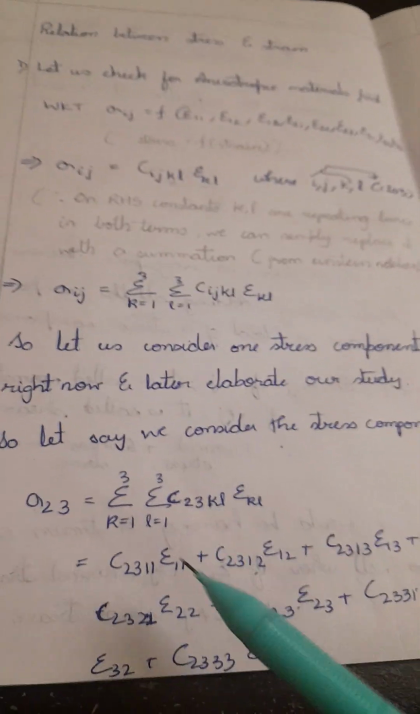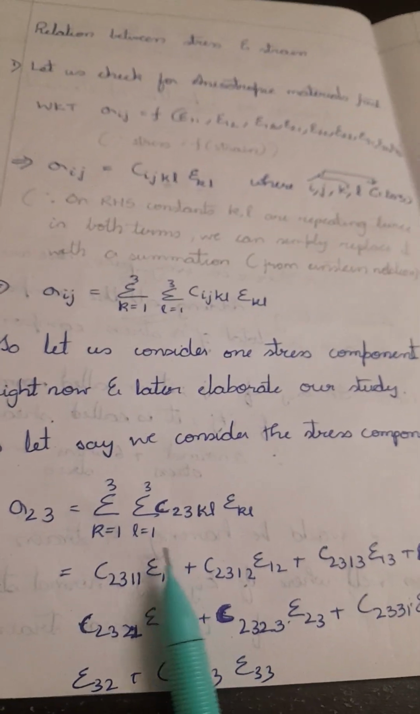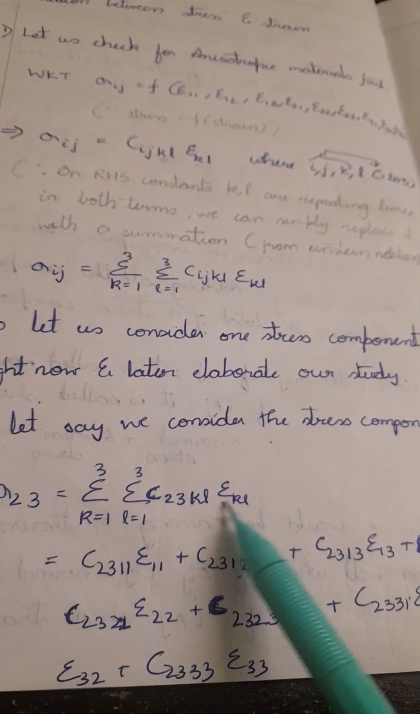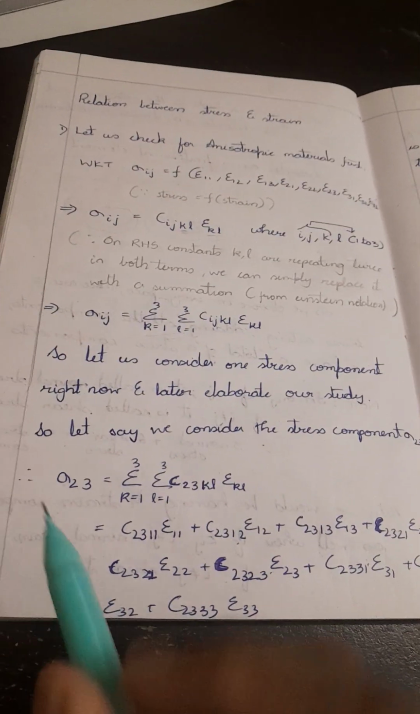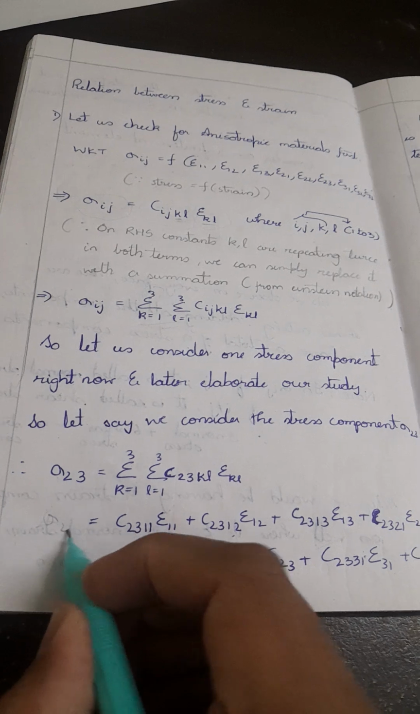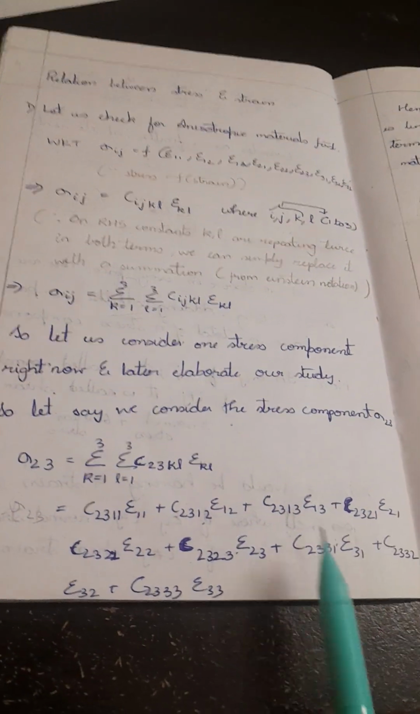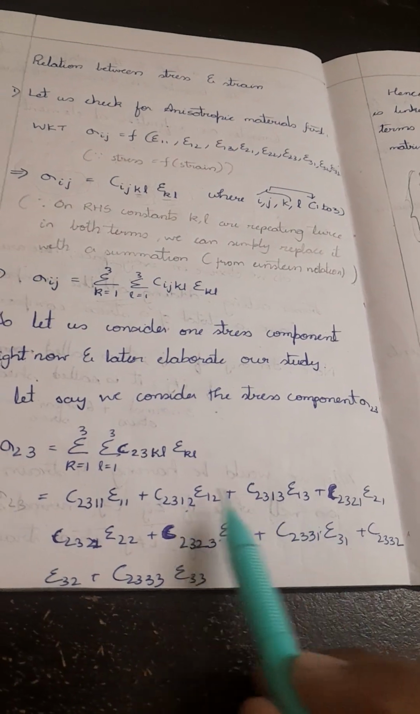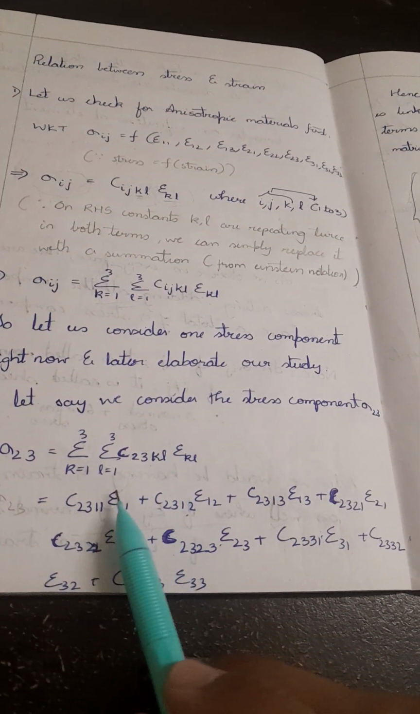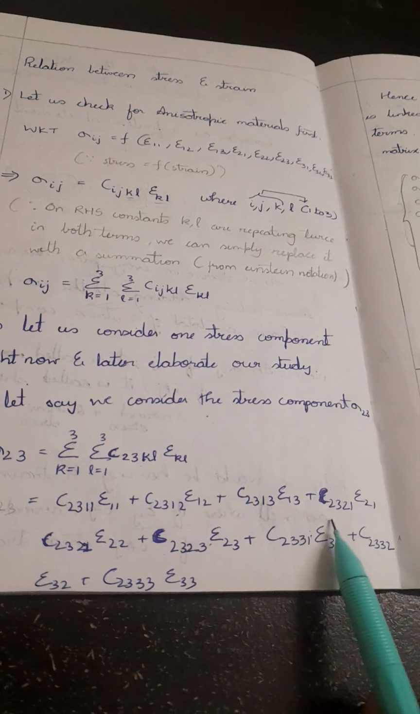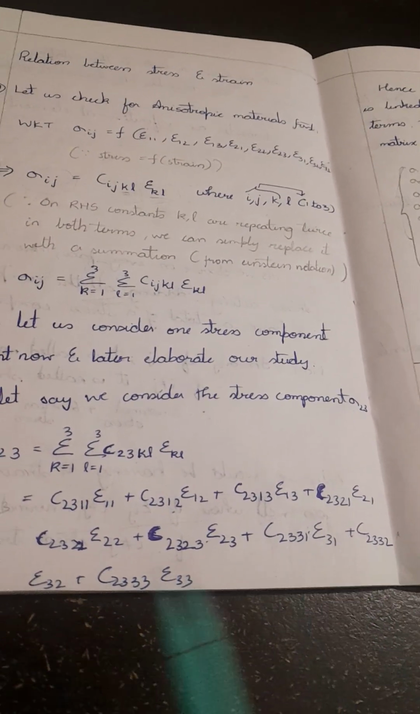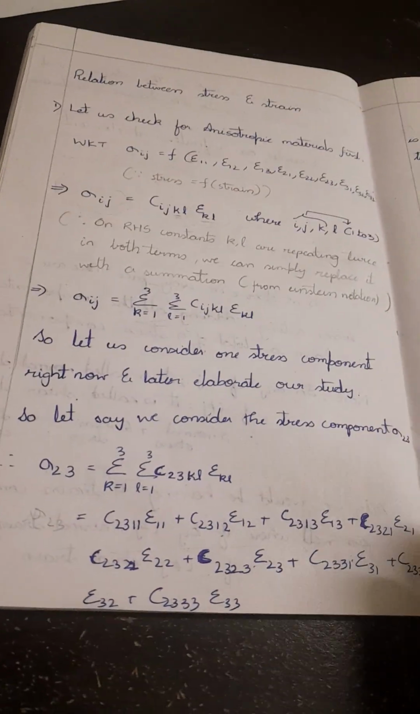Now if I have to elaborate my study here and remove the summation, I would go on placing k as 1, k as 2, k as 3, and l as 1, 2, 3, and this would be my summation. Alright, so sigma 2 3 can be represented in this manner. You can see C23 stays constant. In the first 3 readings, k took 1, and l moved on from 1, 2, 3. In the next 3 readings, k took 2, and l moved on again from 1, 2, 3. And the third set also went the same way.